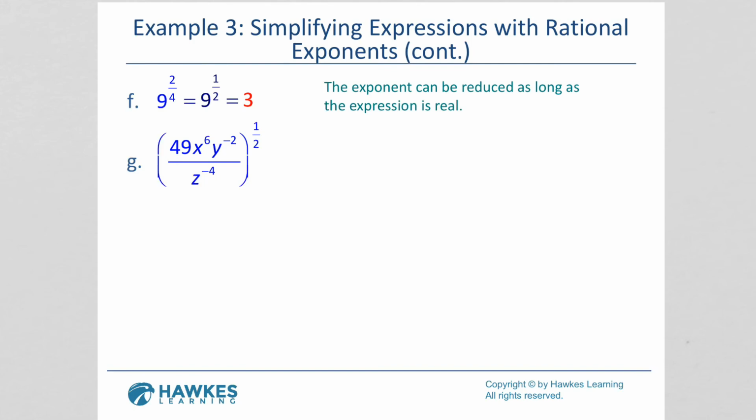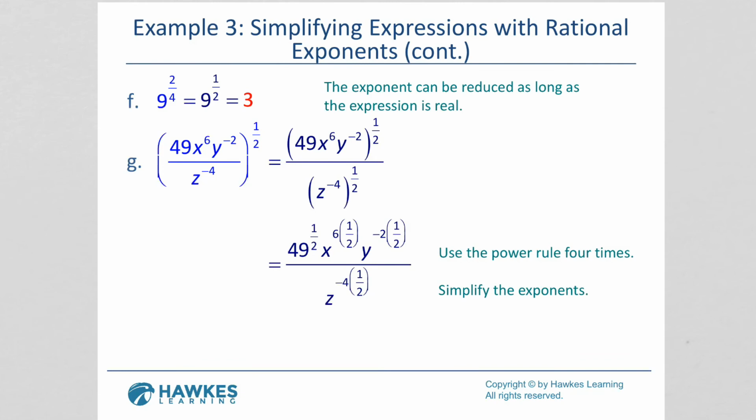Example 3g, we have the quantity 49x to the 6th, y to the negative 2, over z to the negative 4, all to the 1/2 power. Now we're separating it into a numerator and denominator. We're going to have the quantity 49x to the 6th, y to the negative 2 to the 1/2 power, over the quantity z to the negative 4 to the 1/2 power.